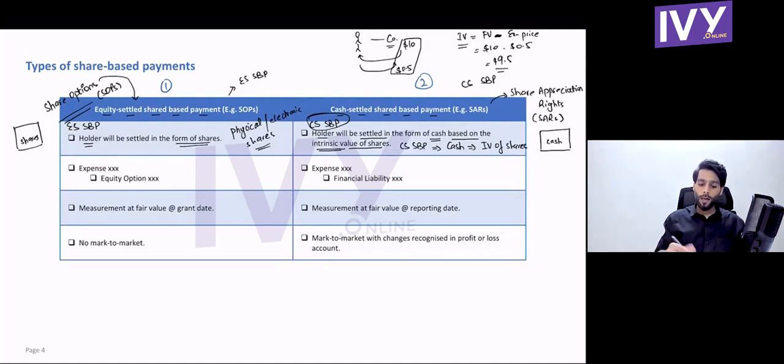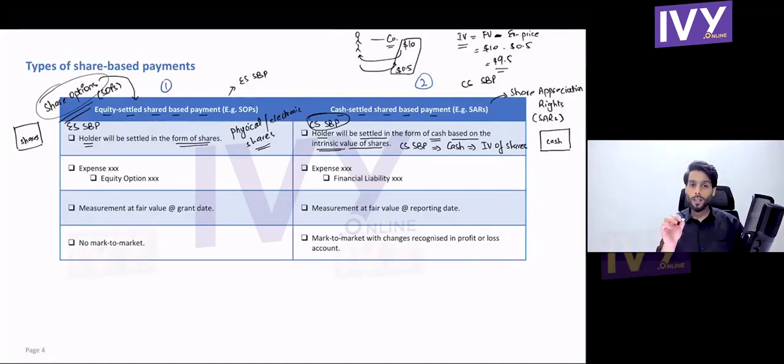All right, so whenever share options come, you will know that this is an ESSBP transaction. Whenever SARs come, you will know that this is a cash settled share based payment transaction. Now, why do we really distinguish between share options and SARs? Because the accounting is different.